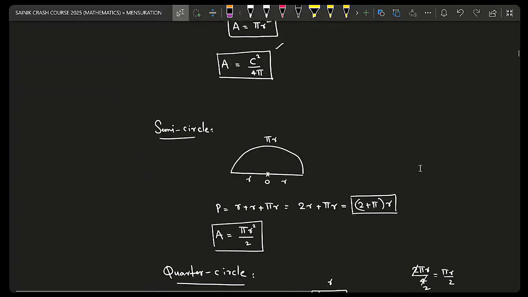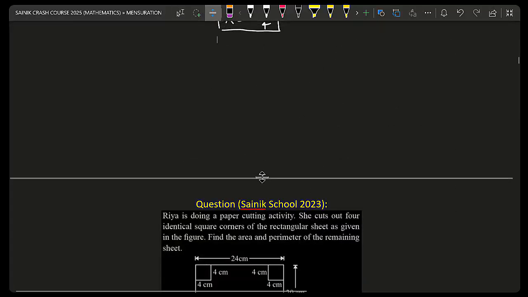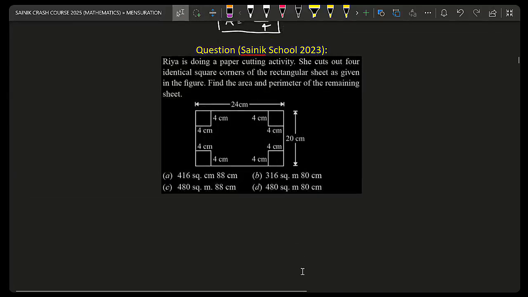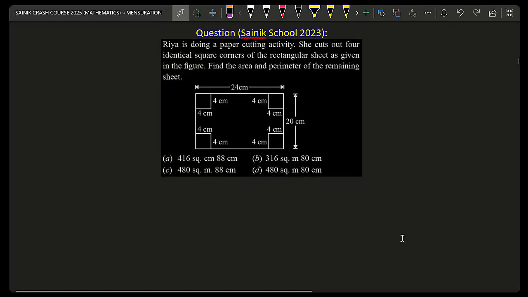So these are the formulas useful for solving the questions from perimeter and area. Let's check the first question in the perimeter and area chapter. In the 2023 exam, there was a question. Ria is doing a paper cutting activity. She cuts out 4 identical square corners of the rectangular sheet as given in the figure. Find the area and perimeter of the remaining sheet. Not the cut pieces. After the cut pieces are removed, then for the remaining sheet you should find area and perimeter.